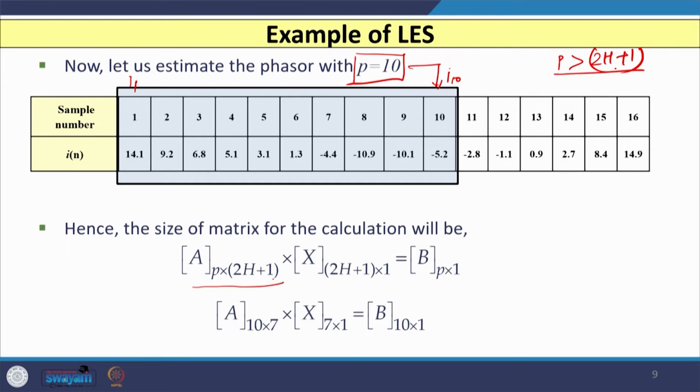then that is P cross 2H plus 1. Here your P samples is 10, and 2H plus 1 is 7. So, the size of A is 10 cross 7. Similarly, the unknown matrix X remains 7 cross 1, because it is 2H plus 1 cross 1, and the size of B is P cross 1. P is 10, so the size of B matrix becomes 10 cross 1.